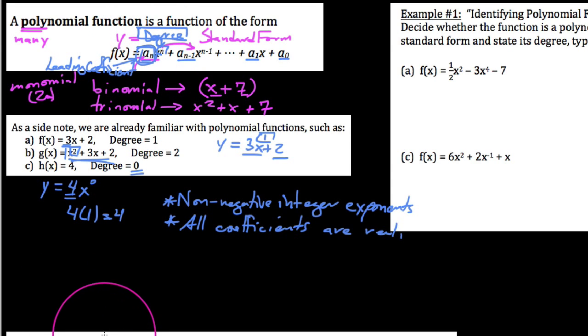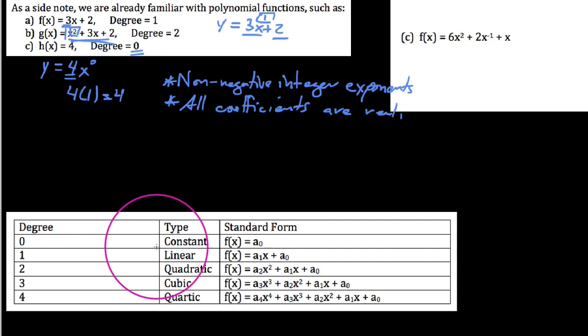That being said, what I want to do is classify these going forward, okay? And we were able to identify the degree and leading coefficient of these three. We give things of these degrees names because we see them so often. So when we talk about a function of the form y equals a sub 0, in other words, like y equals 4, we would refer to this as a constant function, and it has a degree of 0 because the highest exponent is technically x to the 0.